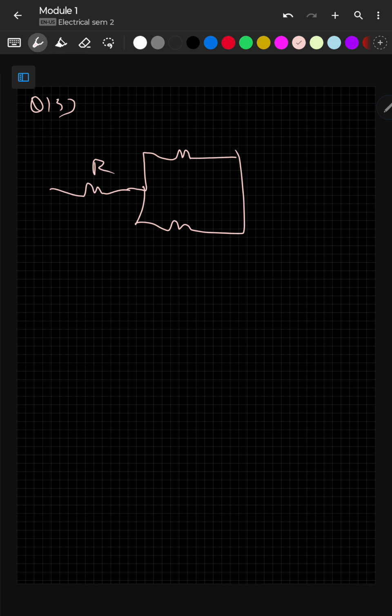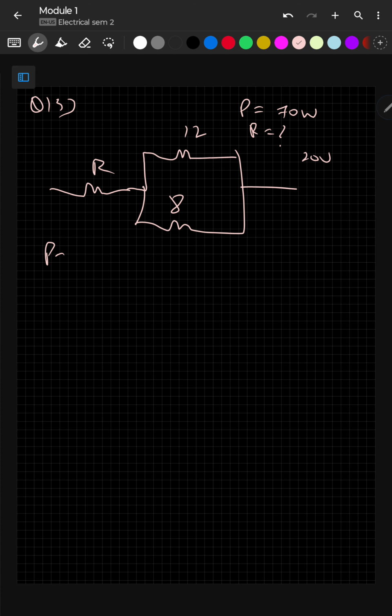So question number 13 we will solve. A resistance R is connected in series with a parallel circuit comprising two resistors, 12 ohm and 8 ohm. So there's a resistance R, which is connected in series with two resistors connected in parallel, 12 ohm and 8 ohm. The total power dissipated in the circuit is 70 watt. Calculate R when the applied voltage is 20 volts. So 20 volts is also there.